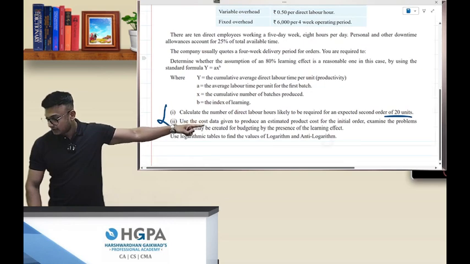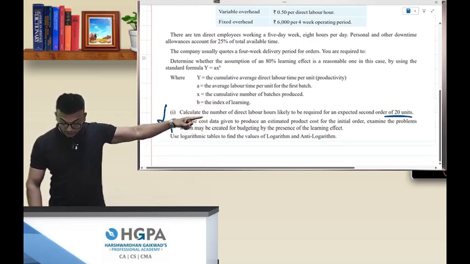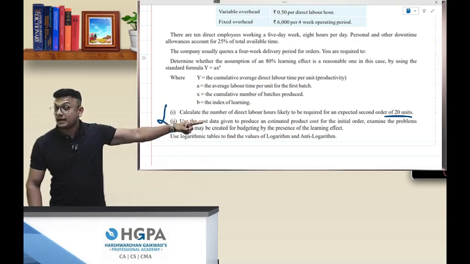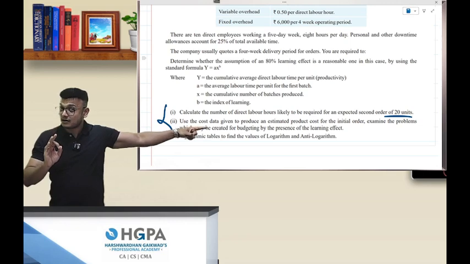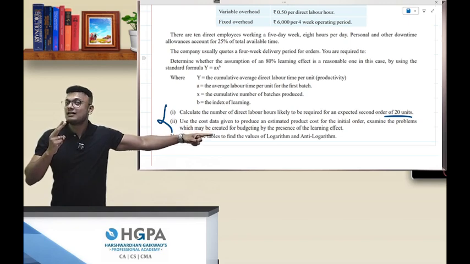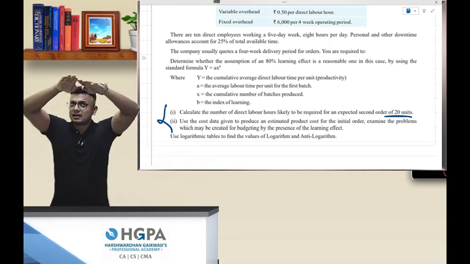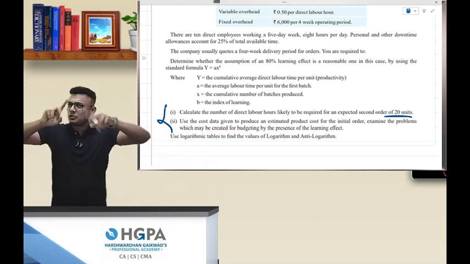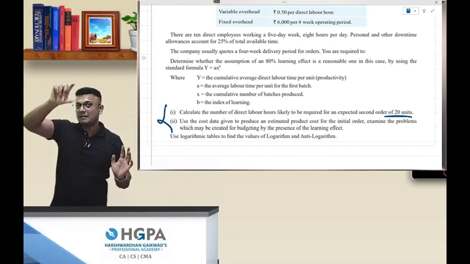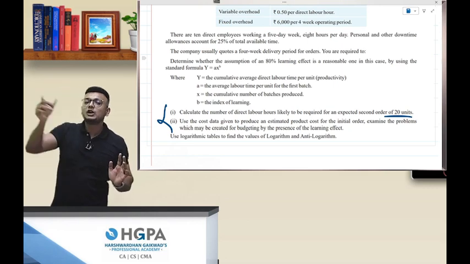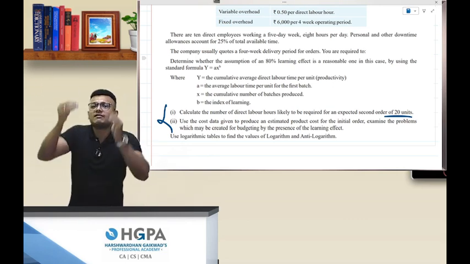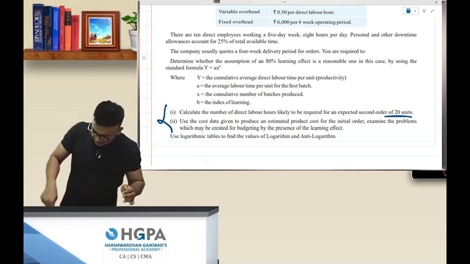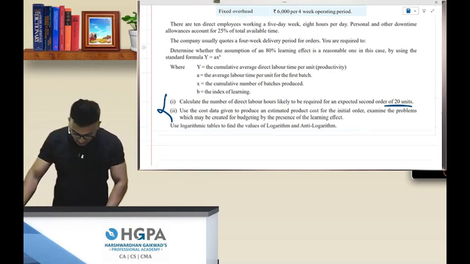See, calculate the number of direct labor hours required for an expected second order of 20 units. Did something flash? Sir, they are telling second order. This means the first order was for how much? 30 units. The second order is for 20. Can I say one thing? 30 plus 20, 50. So you need to do two things. Total time taken for 30 units by the log anti-log table, and total time taken for 50 units. That amount of labor hours will come, subtract it. That will be your answer for the second order of 20 units. Are you understanding what I'm trying to tell you, boss?